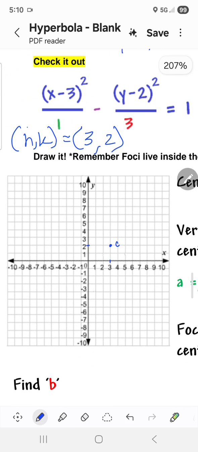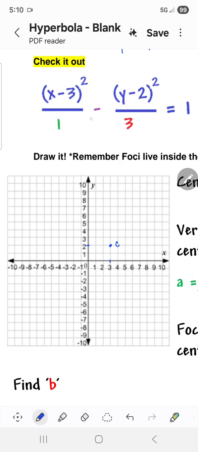Next, I know that a lives under the positive, and the positive term is the x term. That tells me that a squared is 1, and that b squared is 3. If a squared is 1, then a is 1. And if b squared is 3, then b is the square root of 3. And for decimal values, for drawing it, 1.73.